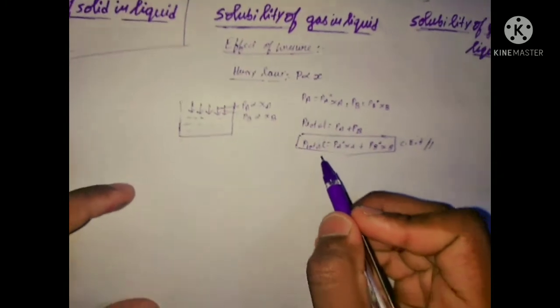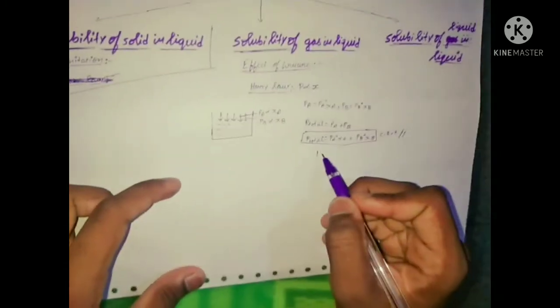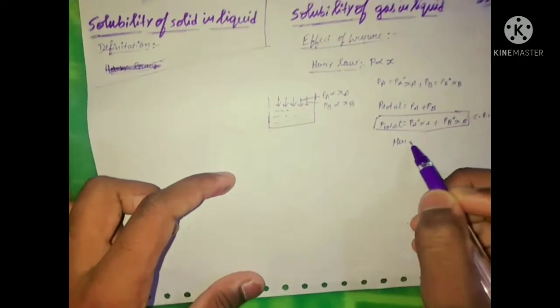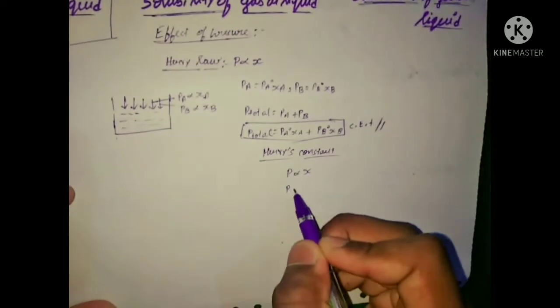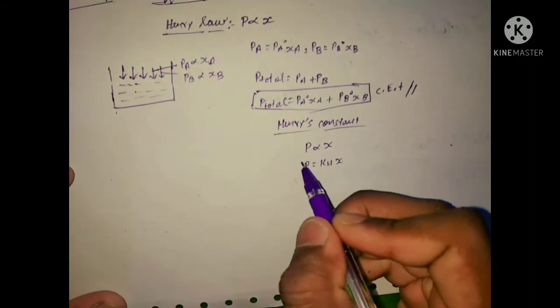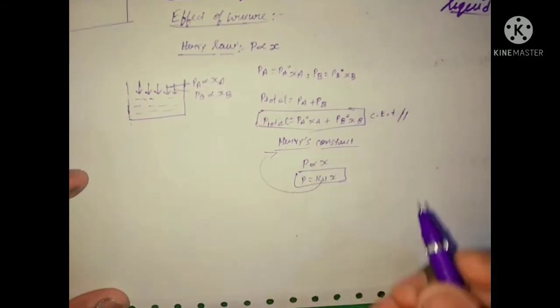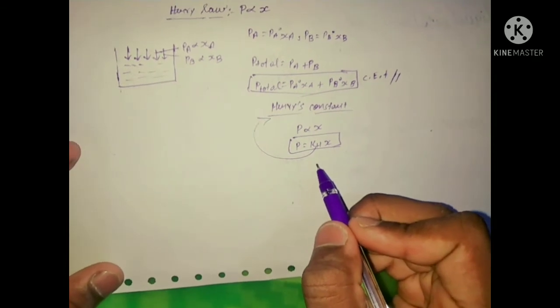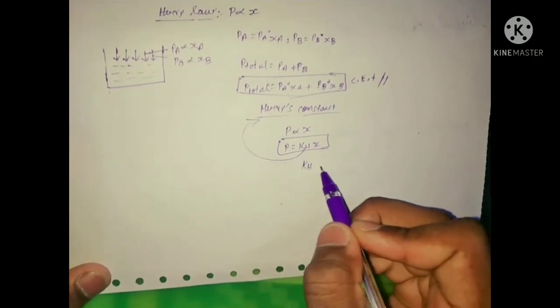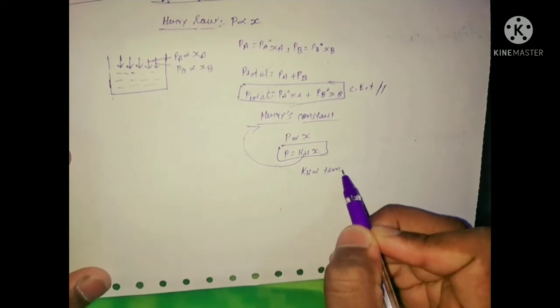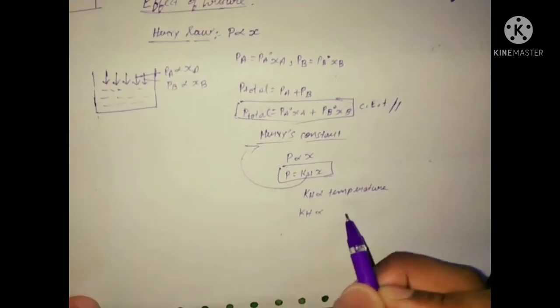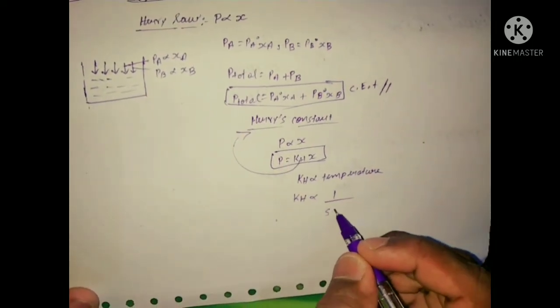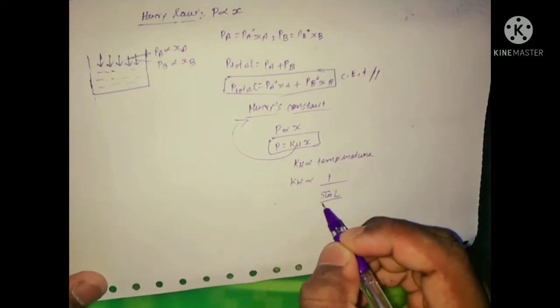Next, Henry's constant, or Henry's law constant. If we take the mole fraction constant, then we get KH. KH is nothing but Henry's law constant. KH is directly proportional to temperature and KH is inversely proportional to the solubility of gas in liquid. I am writing in short form, solubility of gas in liquid.